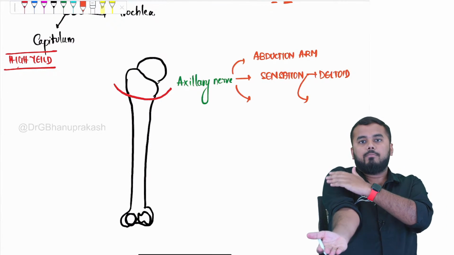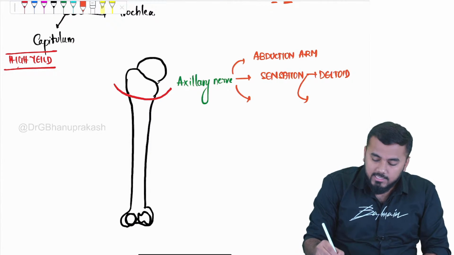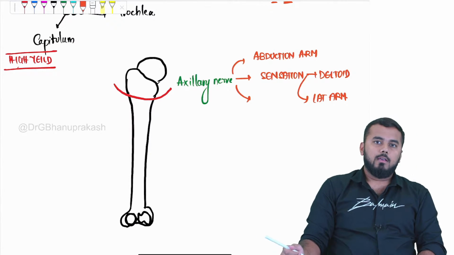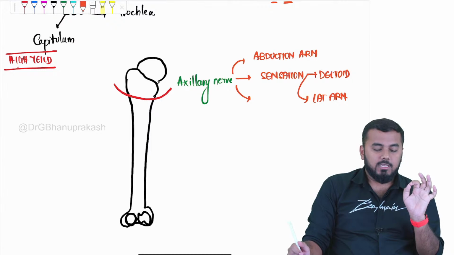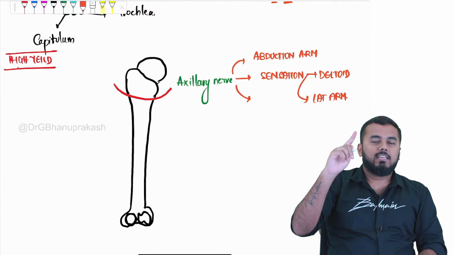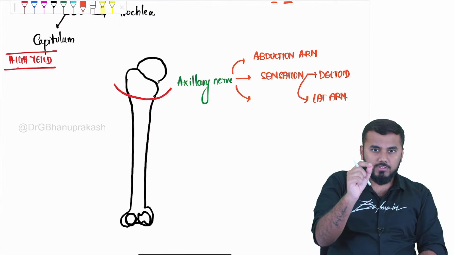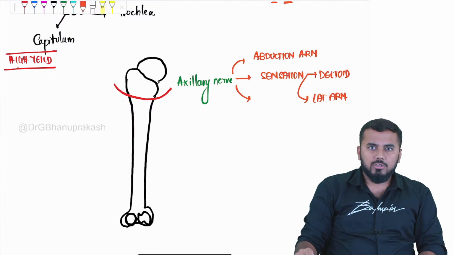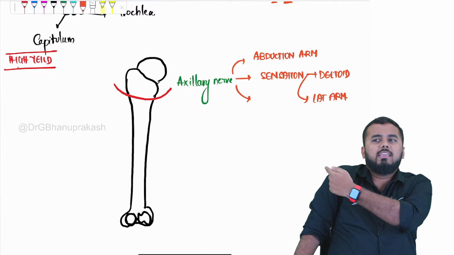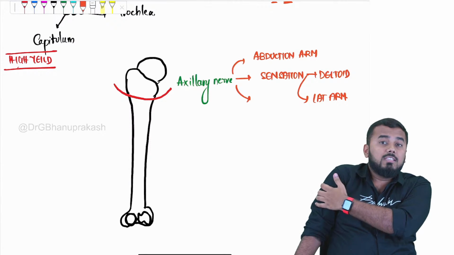Not only that, sensation on the lateral side of my arm. If this is my arm, this is the medial side and this will be the lateral side of my arm. Sensation on the lateral side of the arm. By chance, if I see a patient having fracture of the surgical neck, then the axillary nerve will be damaged. The patient will tell, doctor, I cannot lift my hand, and I can't feel any sensation here. If someone is touching, I can't feel anything. These are the complaints.